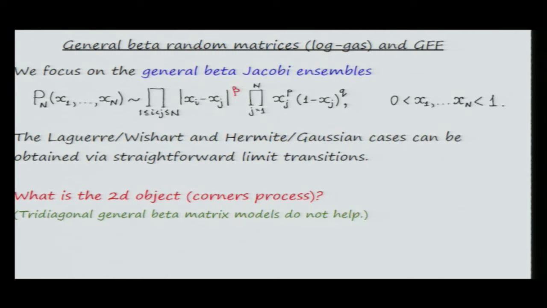1 by 1, 2 by 2, 3 by 3, and so on. And it's completely unclear, because for general beta, there is a matrix model, the tridiagonal matrix model by Edelman and Dumitriu, but that model doesn't give anything meaningful if you start cutting corners out of it. It just doesn't have enough randomness to produce a proper two-dimensional object. So one needs something else.